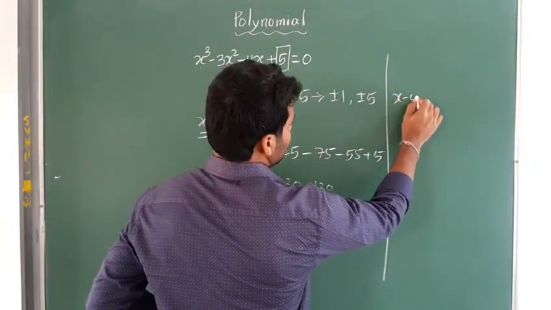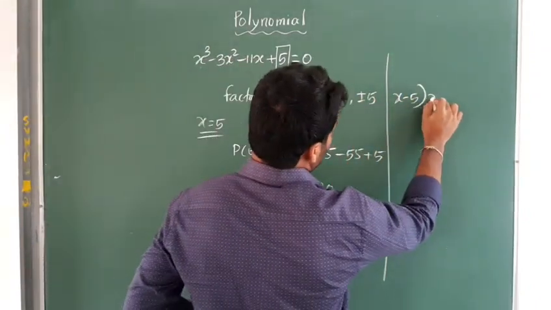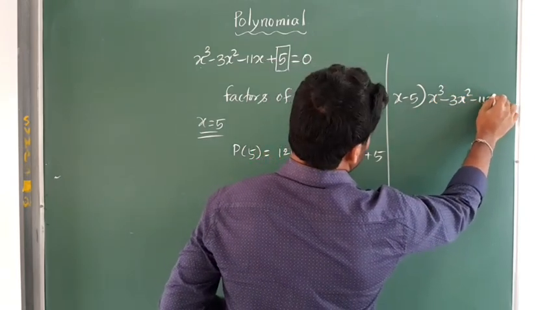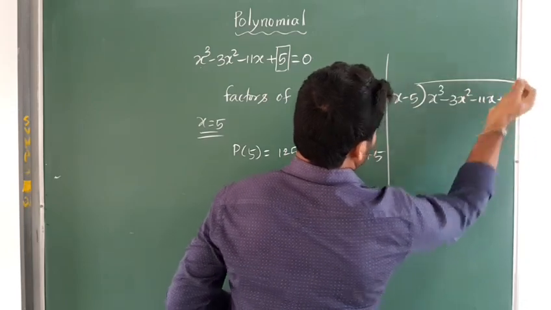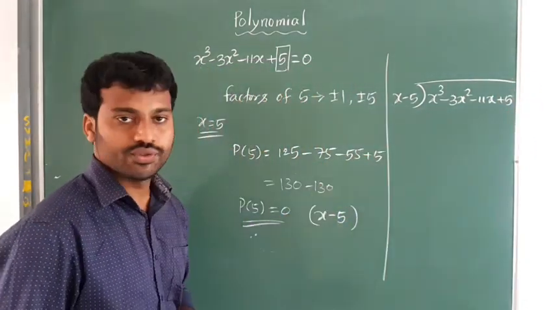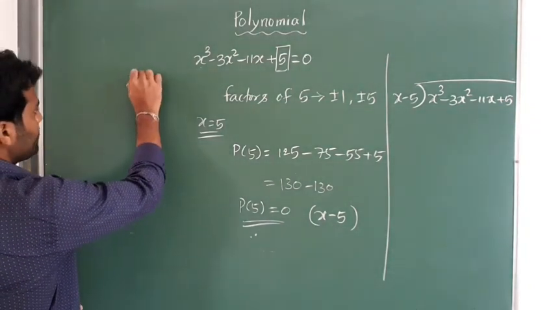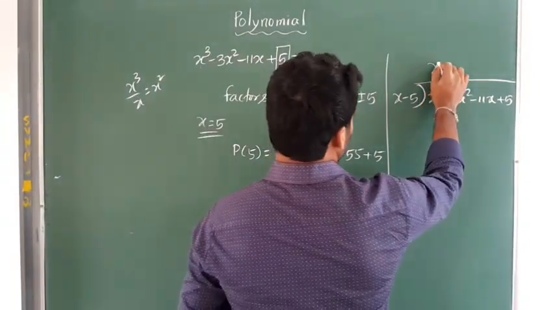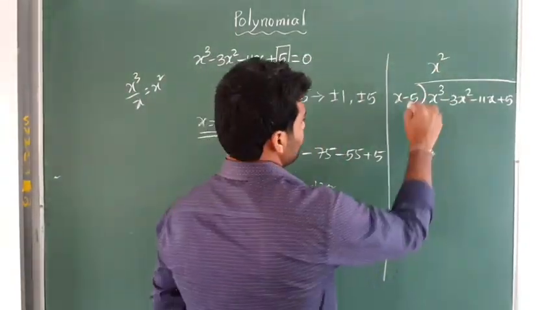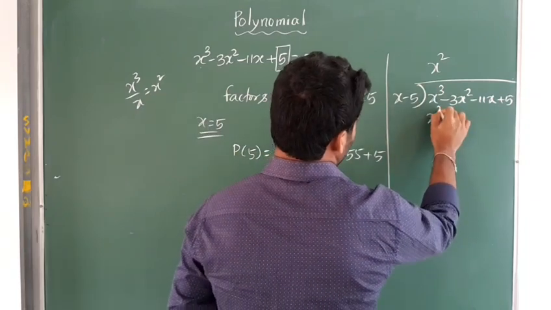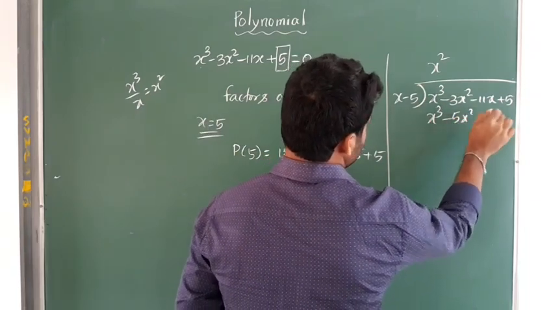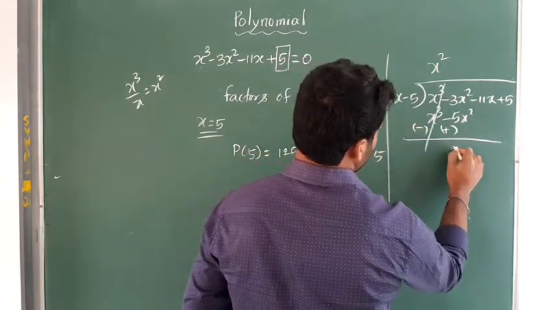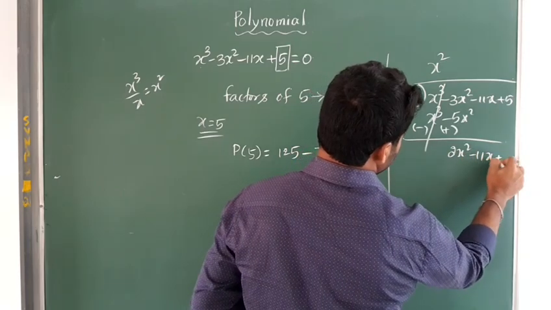So x minus 5, then we take x cubed minus 3x square minus 11x plus 5. Leading terms should divide. x cubed divided by x is x square. Correct or not? You write x square here. x into x square is x cubed minus 5x square. Change the signs, and x cubed gets cancelled. We get 2x square minus 11x plus 5.